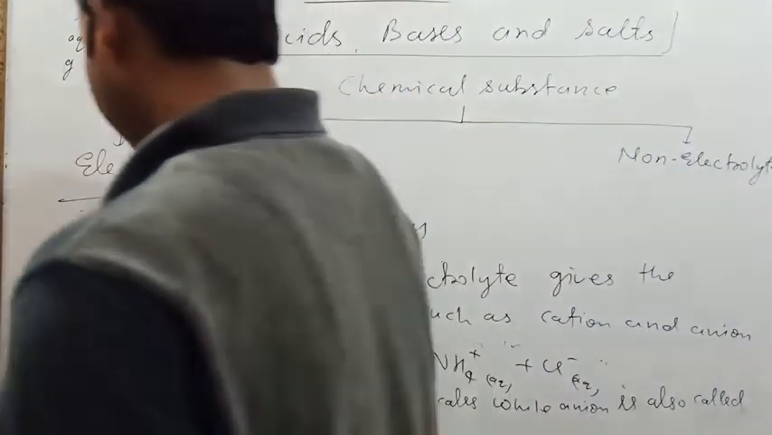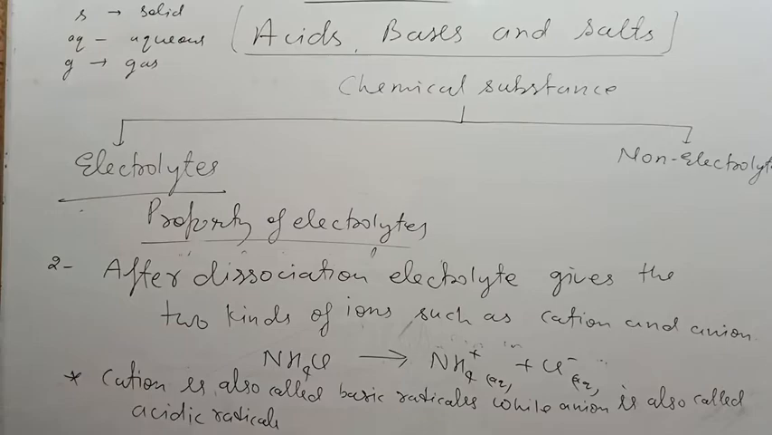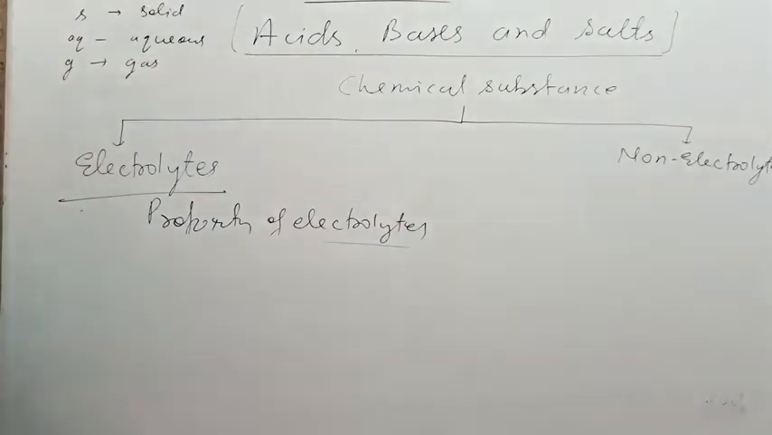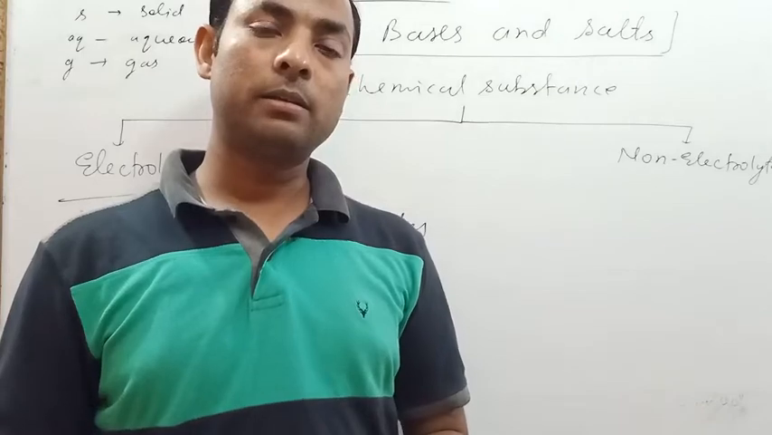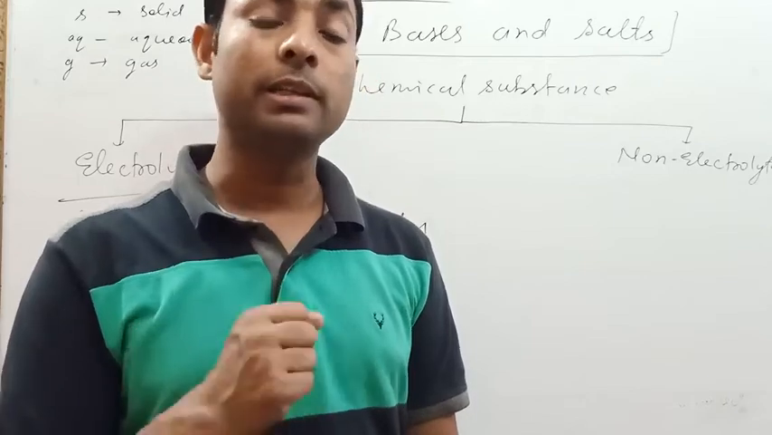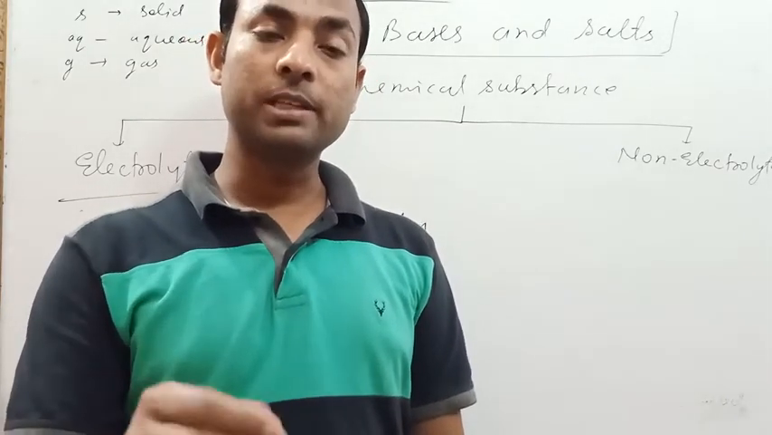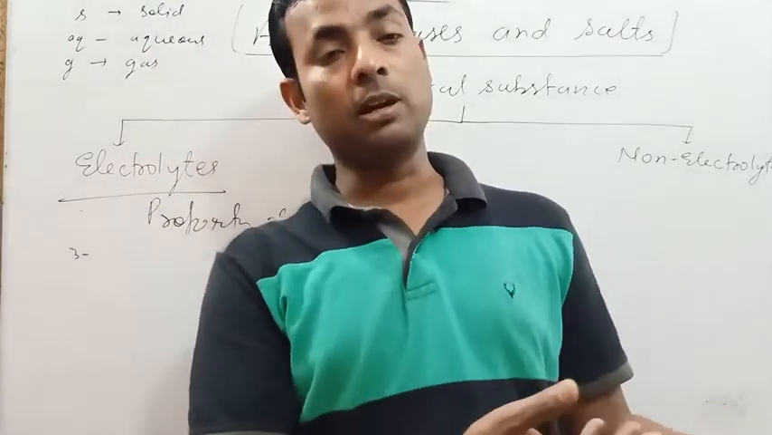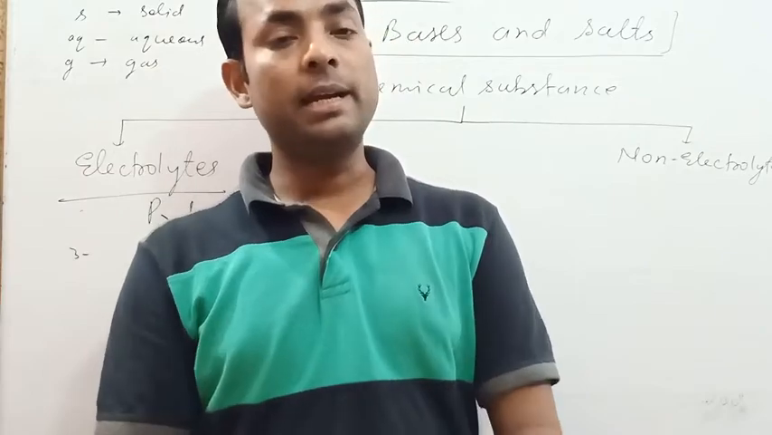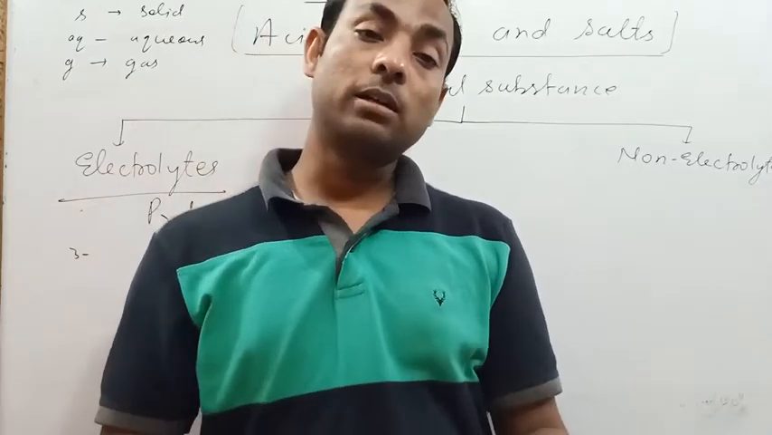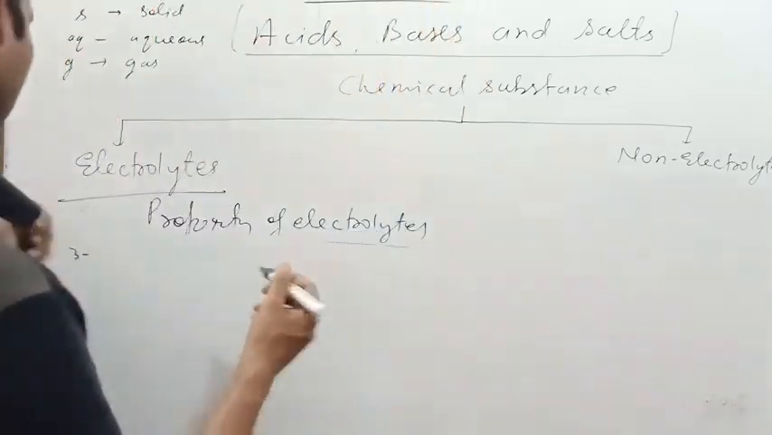Okay, now third property. This was the second property of the electrolytes. Now the third property. The aqueous solution of electrolytes or electrolytes in a molten state have the tendency to conduct electricity. Why? Due to presence of free ions. After dissociation or ionization of the electrolyte, it gives ions, and those ions are called free ions. Due to the presence of those free ions, it carries the current and conducts electricity.